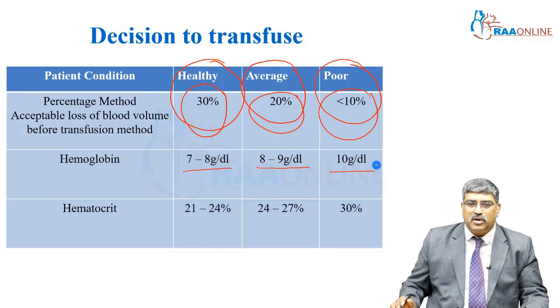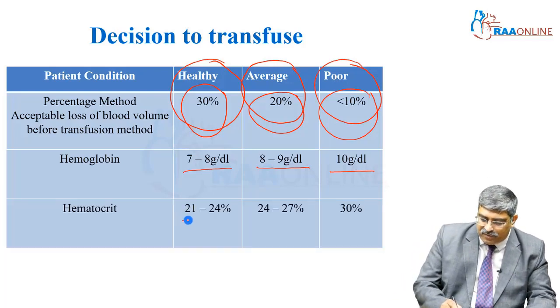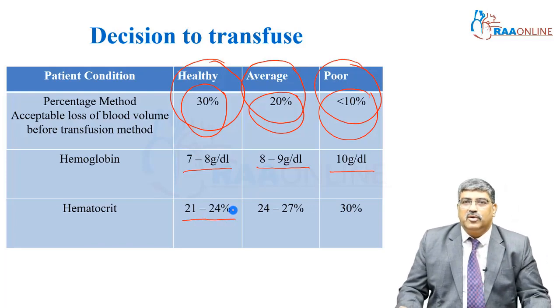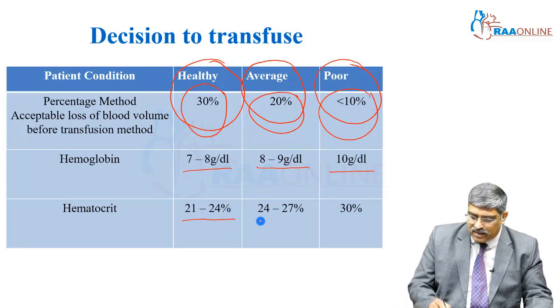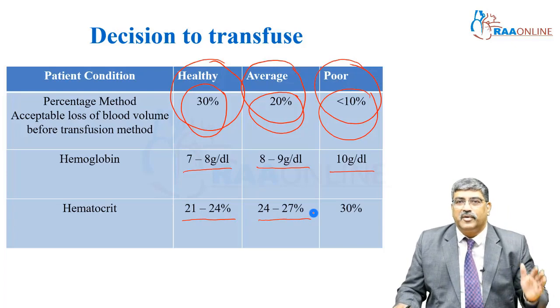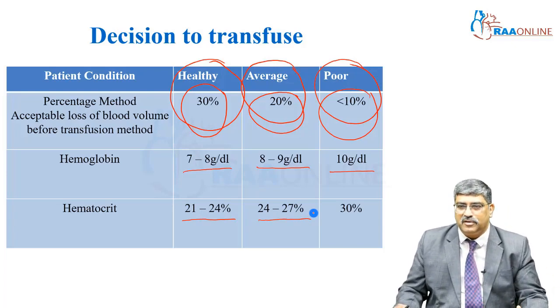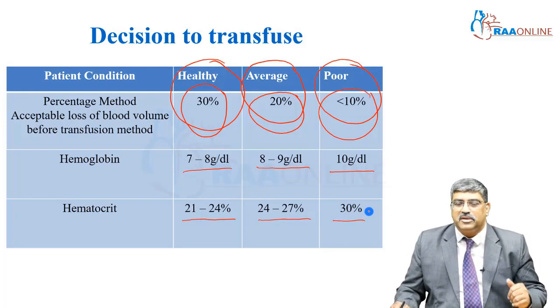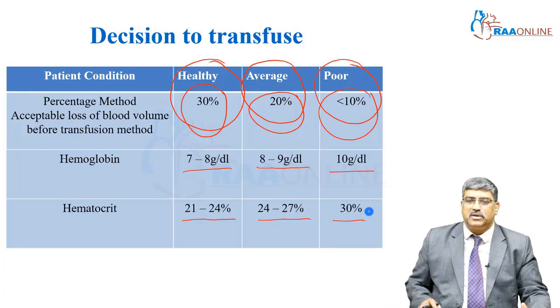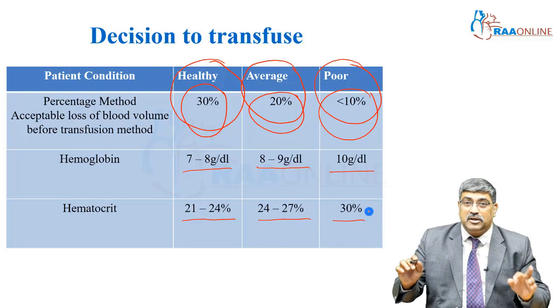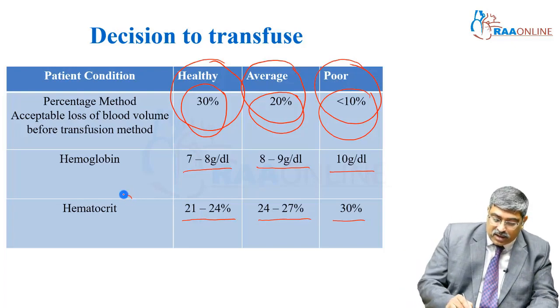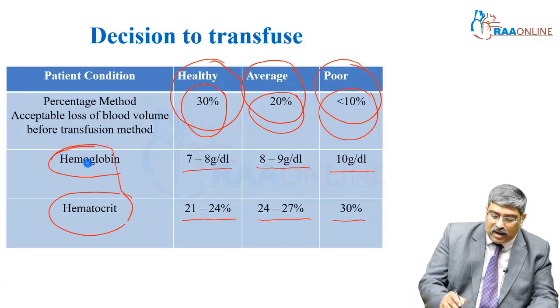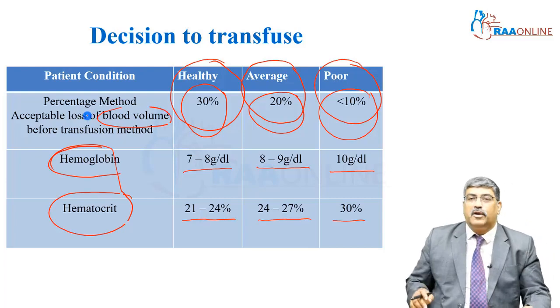With regard to hematocrit, in a healthy individual, if it is between 21 to 24, you go for transfusion. In an average patient, if it is between 24 to 27, you go for transfusion. In a poor patient, if it is less than 30%, you go for transfusion. This is how you decide a transfusion based on hematocrit, hemoglobin, and the loss of blood volume.